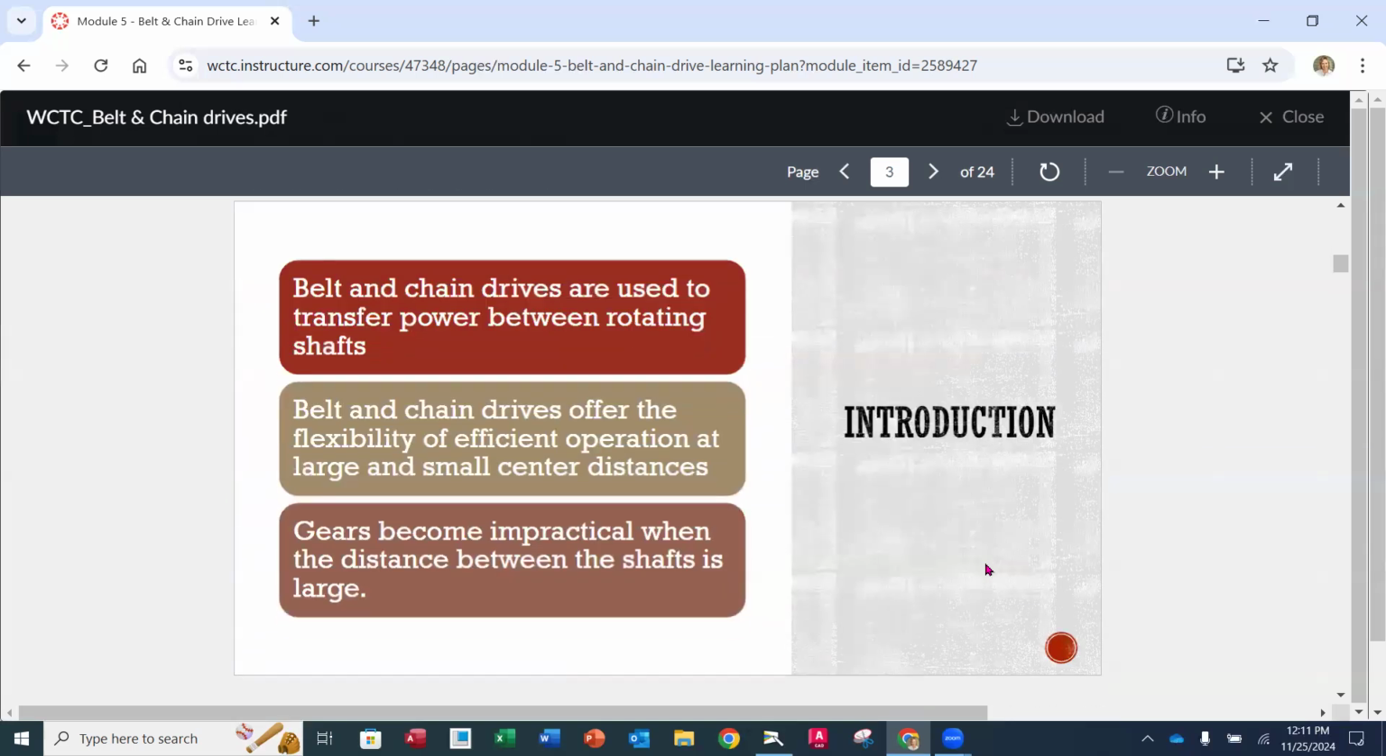So in the beginning here, they talk about belt and chain drives. Basically, they're used to transmit motion and transfer power between rotating shafts. This sounds familiar from what we did in gears, okay? But when we start looking at belts and chains, we're going to see some distinct advantages over gears because they offer the flexibility of center distance.